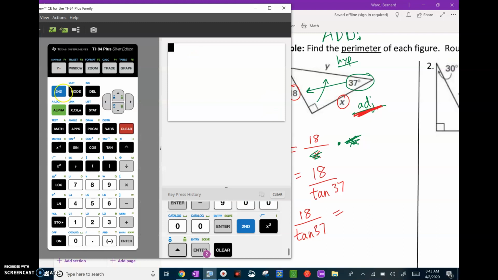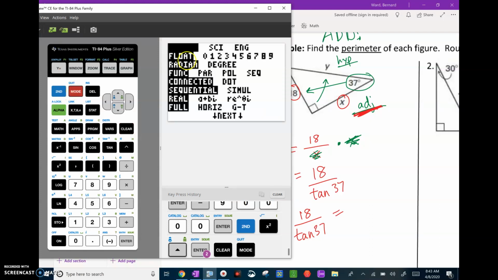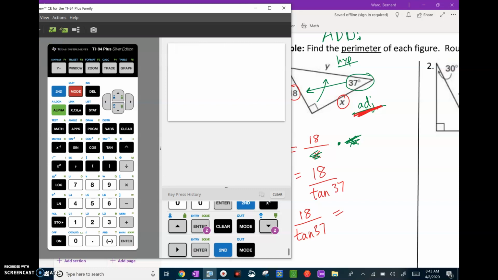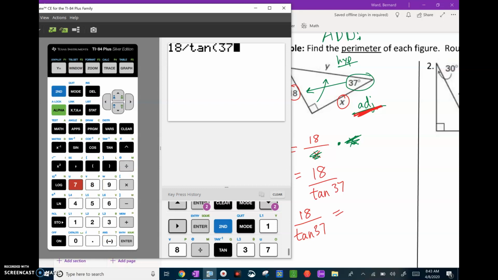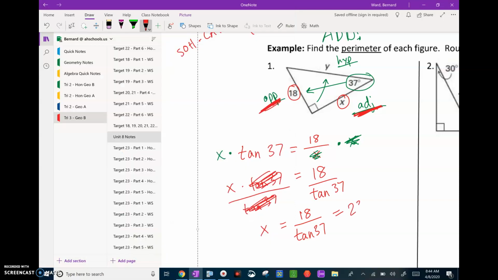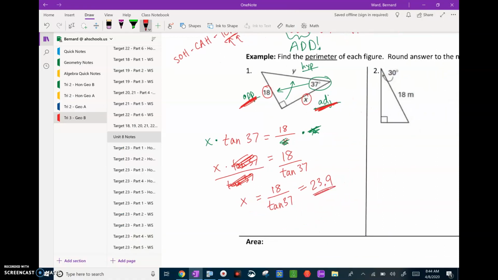Make sure you are in degree mode. So I'm going to check again by hitting mode and then looking at the third one down. Right now I'm highlighted as radian. I want to highlight degree. So I'm going to go down and then over to degree, hit enter. And now I'm in degree mode. I can hit second quit. And now I can do what I need to do. And I will type in 18 divided by tangent of 37. Make sure I close that parenthesis, hit enter, and that tells me 23.9 is the length of x. 23.9. So perfect. Now, that's x.